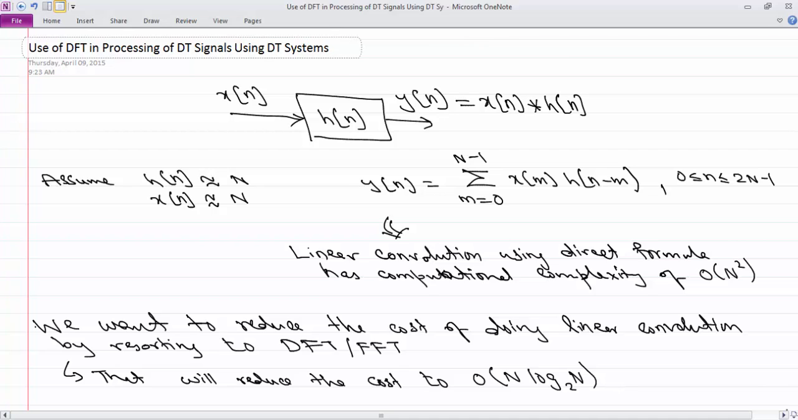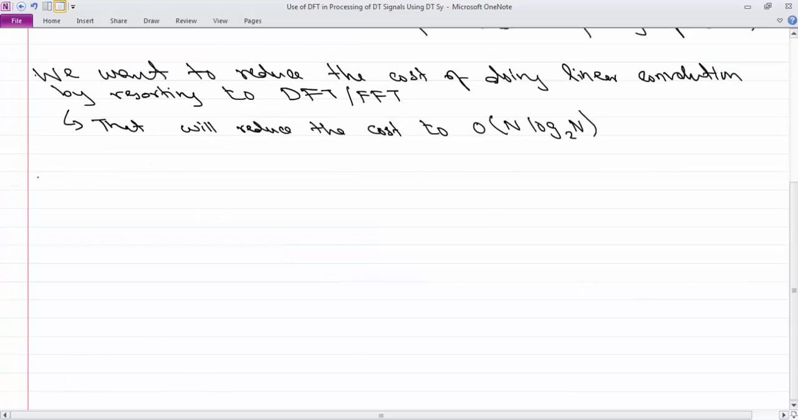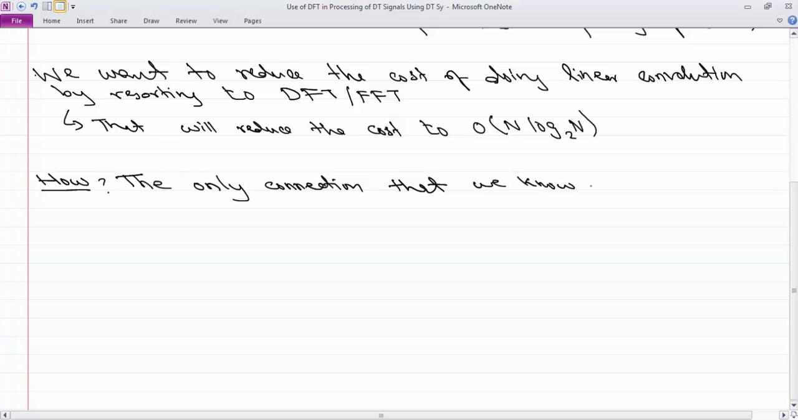But the question is, how do we do that? Because the only connection that we know about is between DFT and circular convolution, whereas we are interested in doing linear convolution.